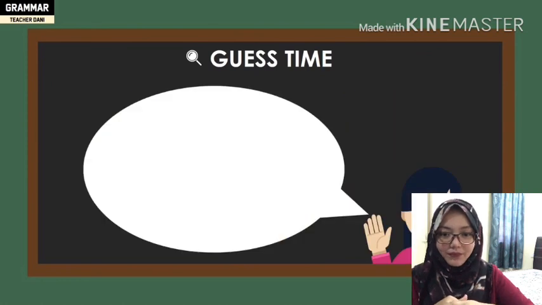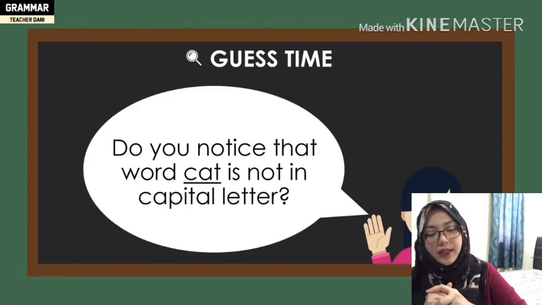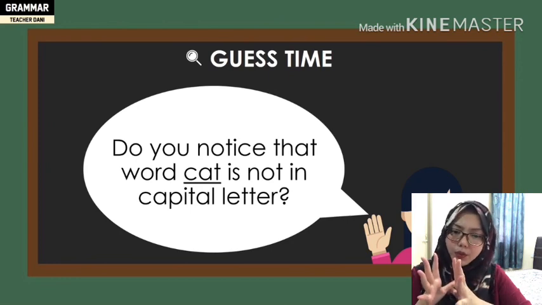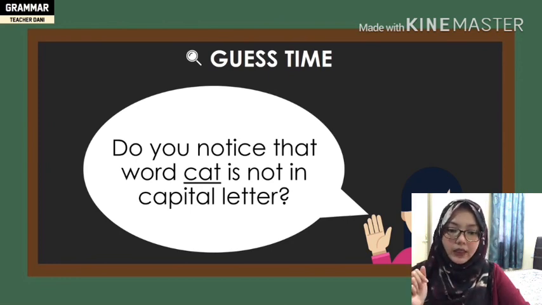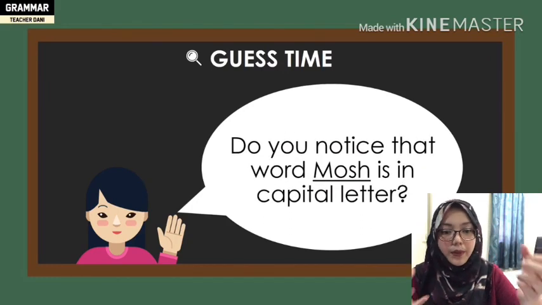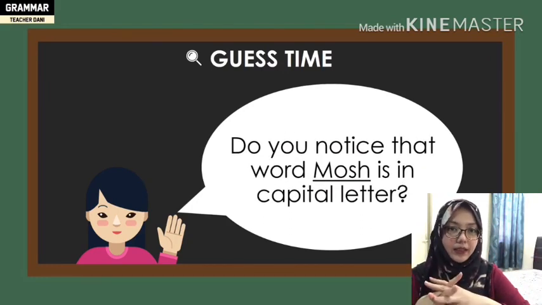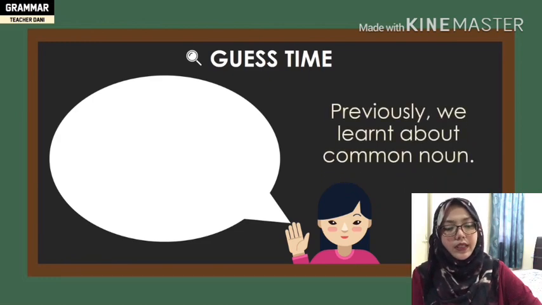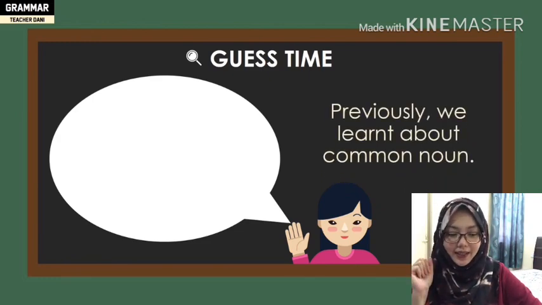Okay. Do you notice that the word cat is not in capital letter? Capital letter is huruf besar. So the word cat is not in capital letter. Next one we're going to see. Do you also notice that the word Mosh is in capital letter? The M there is in capital letter. Okay, why is that? Because previously we have learned about common noun. There are 3 categories, right? And now we're going to look at the expansion of common noun.